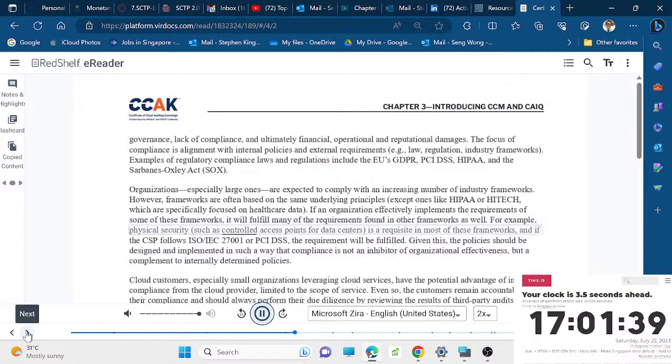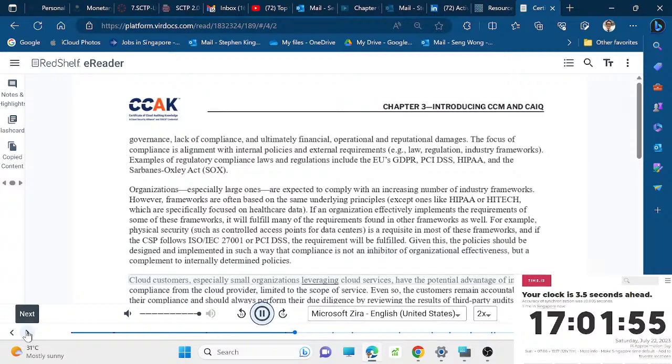For example, physical security, such as controlled access points for data centers, is a requisite in most of these frameworks, and if the CSP follows ISO/IEC 27001 or PCI DSS, the requirement will be fulfilled. Given this, the policies should be designed and implemented in such a way that compliance is not an inhibitor of organizational effectiveness, but a complement to internally determined policies.